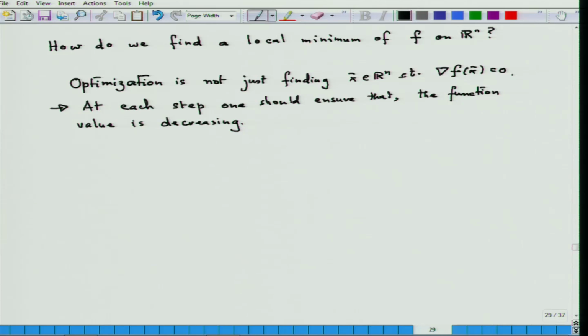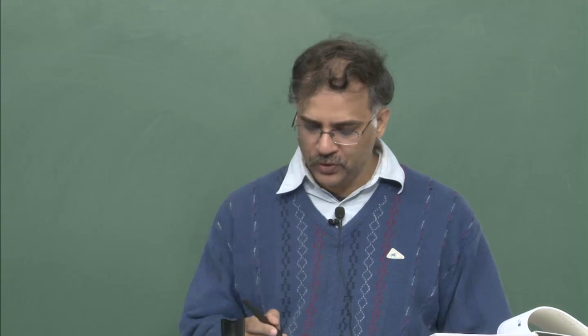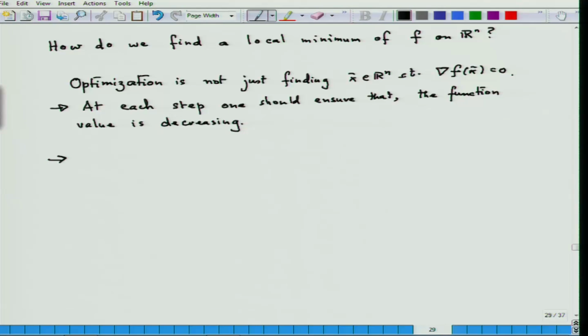Now, how do we ensure that these two things, the solving of this equation and this, are done simultaneously? So, the game starts like this: how do we proceed to do that? A fundamental way of doing it is as follows, and that technique is called the line search methods.